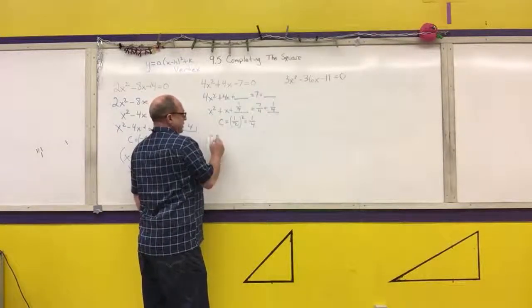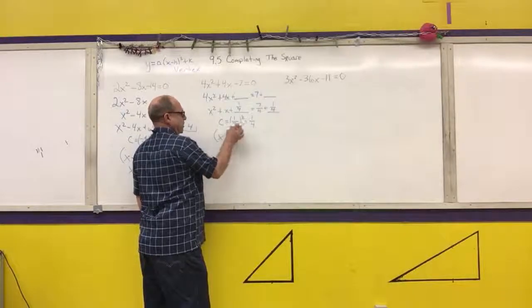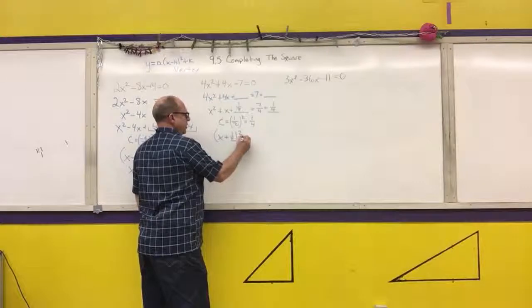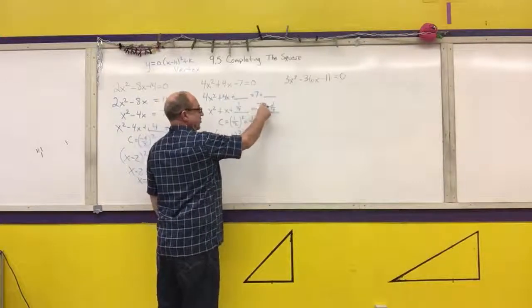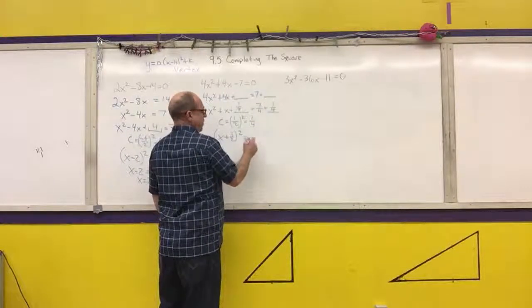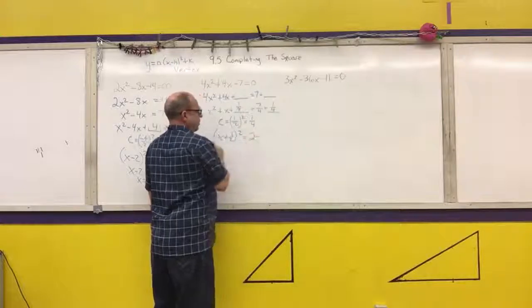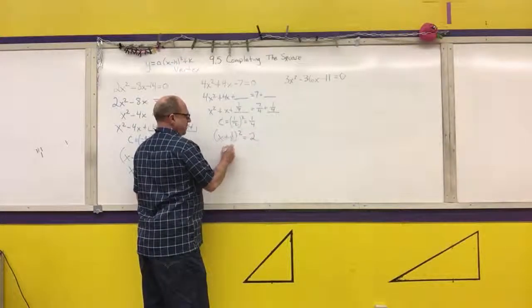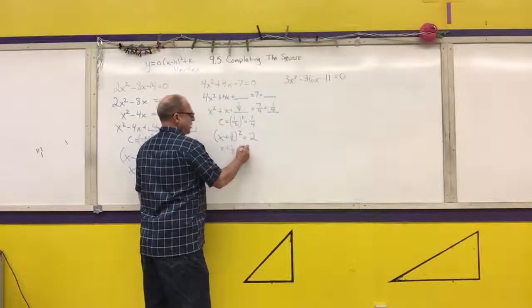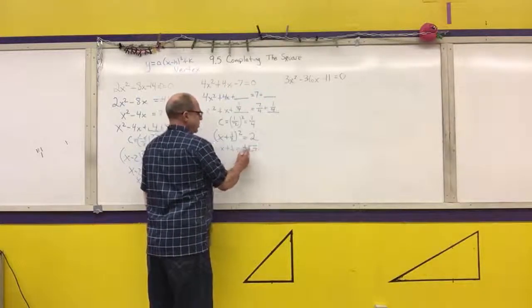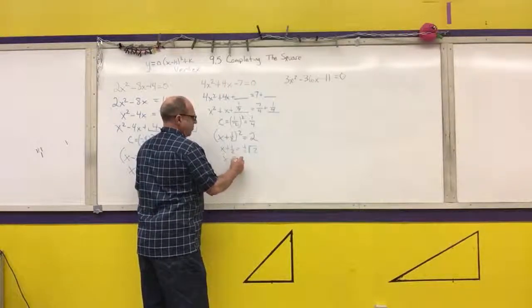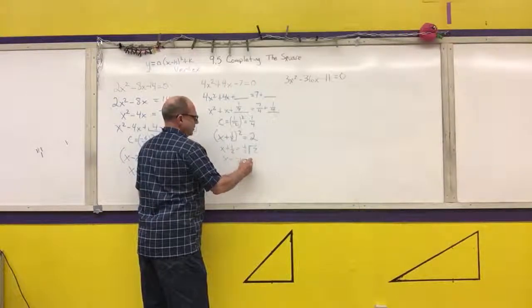Factor the left-hand side. I have x and then the number in parentheses here, which is 1/2, quantity squared. Right-hand side, 7/4 plus 1/4 is 8/4. 8/4 is 2. Take the square roots of both sides. I have x plus 1/2 is plus or minus the square root of 2. Then subtract 1/2 from both sides. X equals negative 1/2 plus or minus the square root of 2.